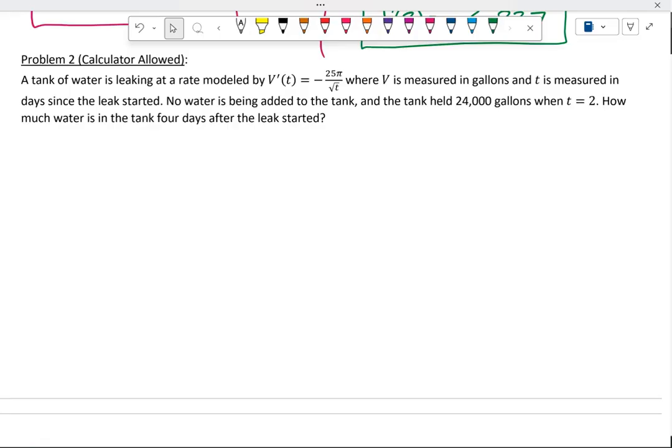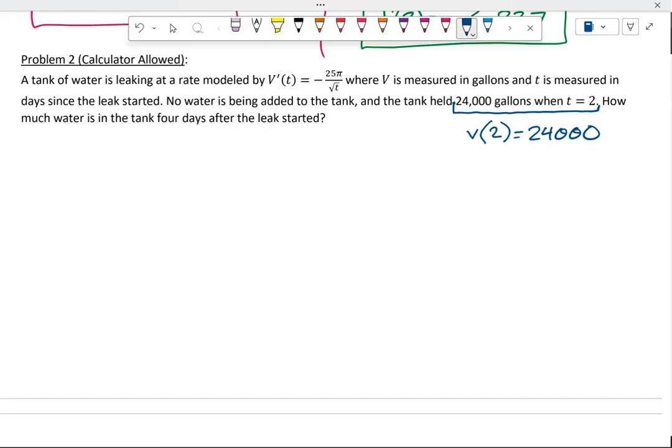So 2 days after the leak started, there was 24,000 gallons. How much water is in the tank 4 days after? So 2 more days later. Okay? So, this one is not spelling it out for us. We have to take the information from the context. We have our derivative, though, V prime. This is our initial amount. So how would I write that? V of 2 equals 24,000. That is the amount in the tank after 2 days.